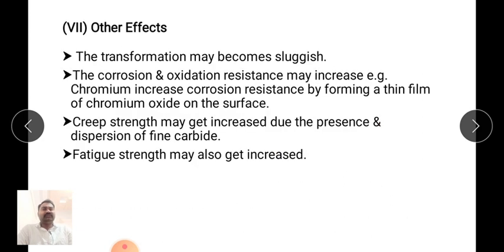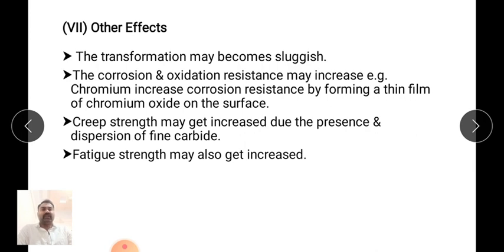Then next, there are some other effects or changes that occur because of the addition of alloying elements. Out of that, the transformation may become sluggish. What does that mean? It somewhat slows down the transformation of austenite to alpha ferrite and cementite. The transformation becomes sluggish, meaning it slows down from austenite to pearlite. By the addition of some alloying elements, the process of transformation from one phase to another phase will be slowed down. That is the transformation becoming sluggish.